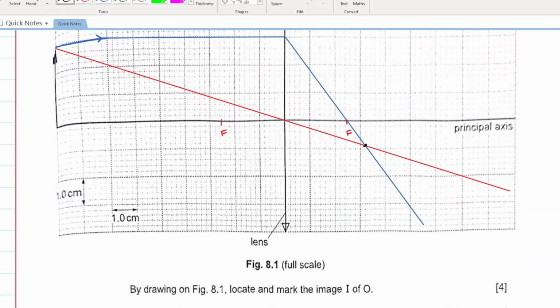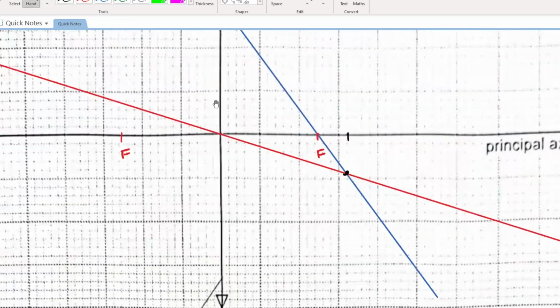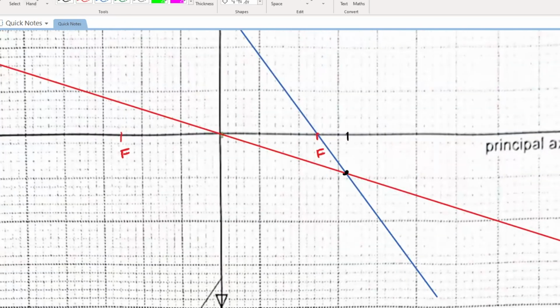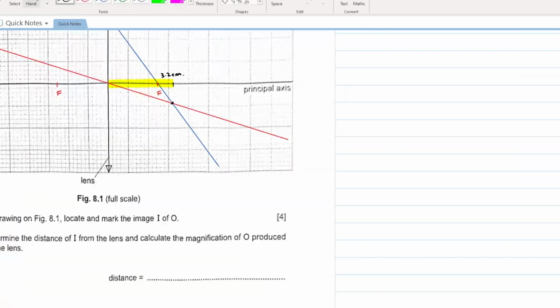That I think is 3.1 centimeter away from the lens. Yeah, 3.1 centimeter. Okay. Not 3.1. Let me see. Let's zoom in. So this entire distance is 3.2 centimeter. I don't know whether we need it in the question or not, but we will see. Just doing it for the sake of it.